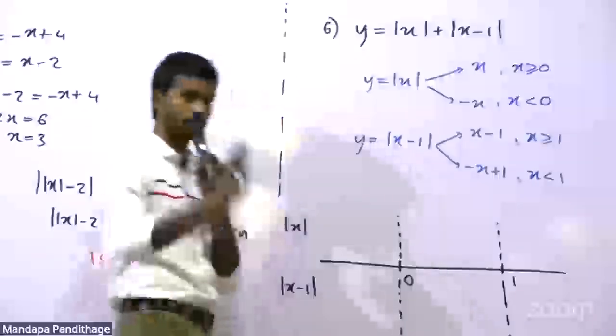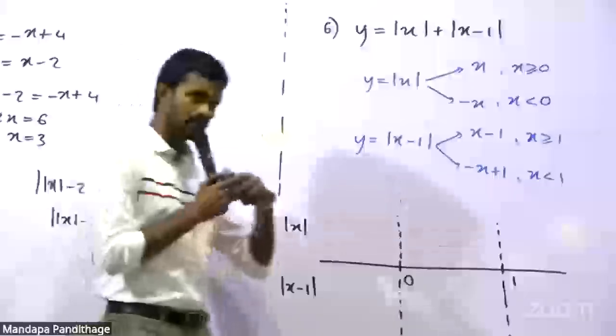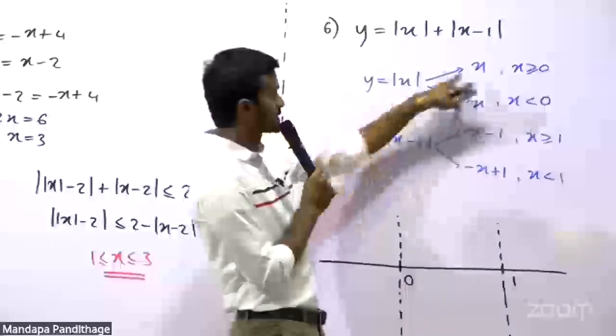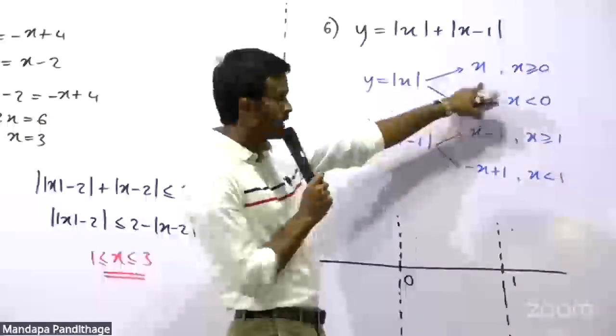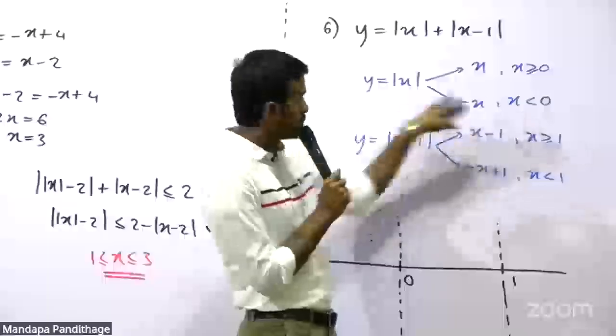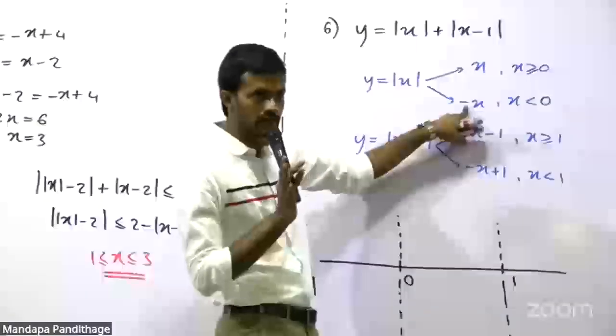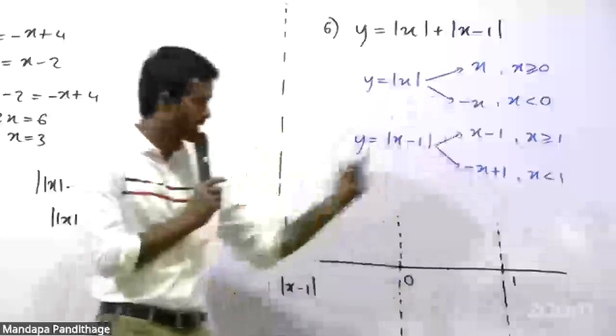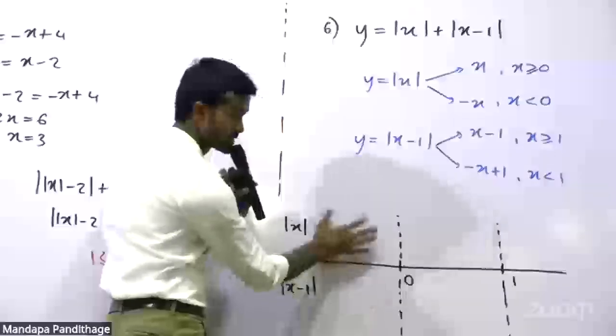I'm asking a question from each side. Now look at this. When x is greater than 0, modulus x is x. When x is less than 0, modulus x is minus x. Is it clear? Okay, now look at this. So now I'm asking the question, what is this range?